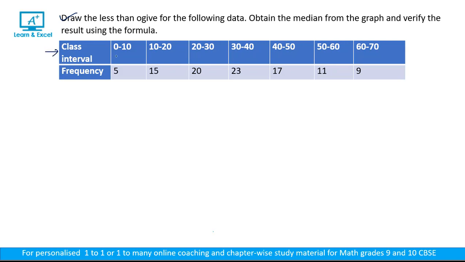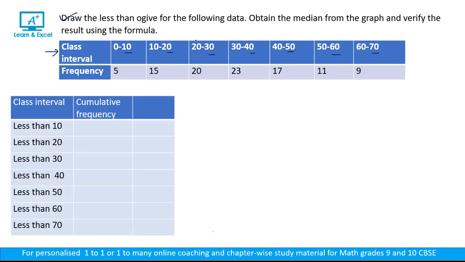Let us look at the class interval. Here let us look at 10, 20, 30, 40, 50, 60 and 70. What are these? Yes, these are the upper limits of the respective class intervals, and we are going to use these upper limits to draw the less than type ogive. The upper limits will be plotted on the x-axis or the horizontal axis, and on the y-axis we are going to plot the corresponding cumulative frequency.